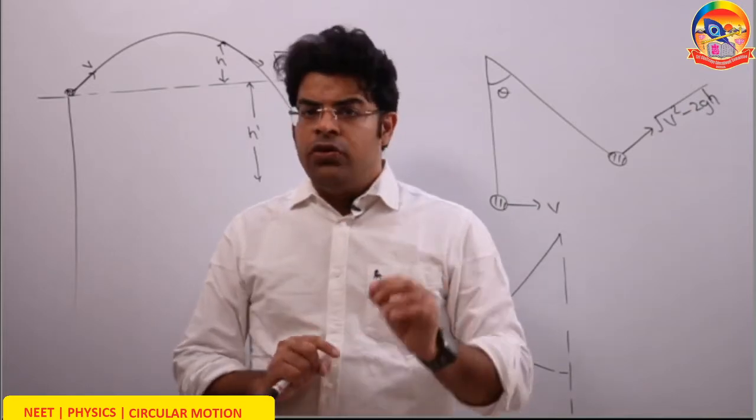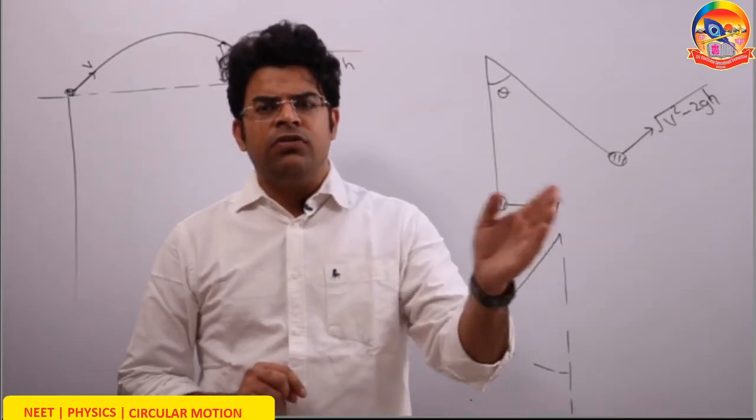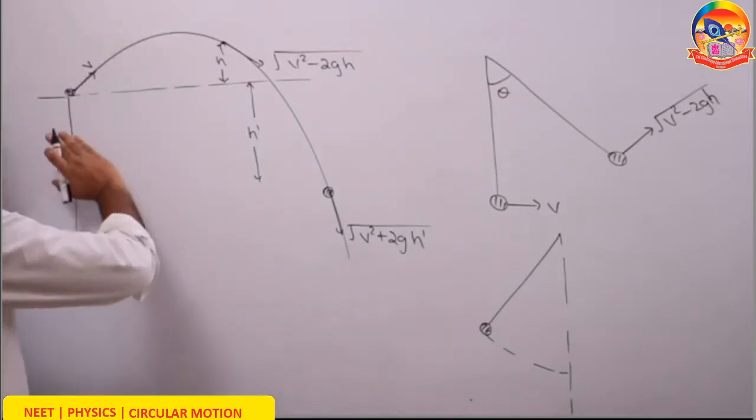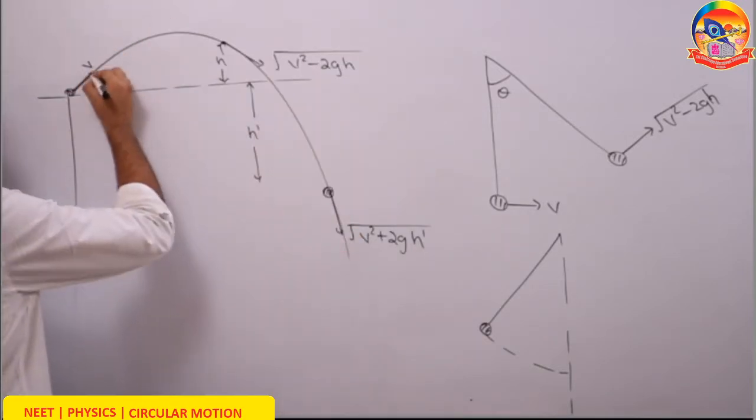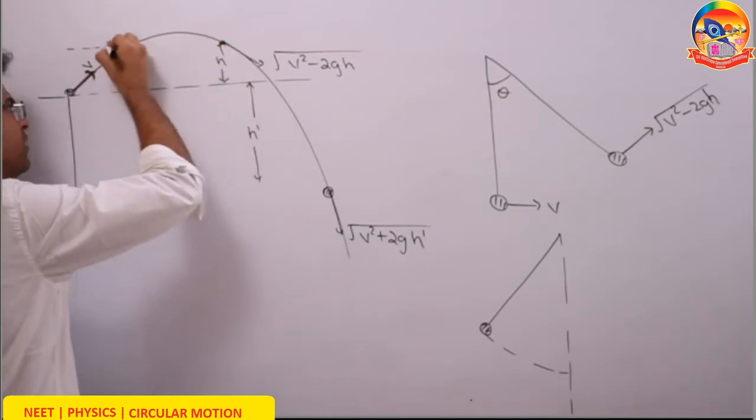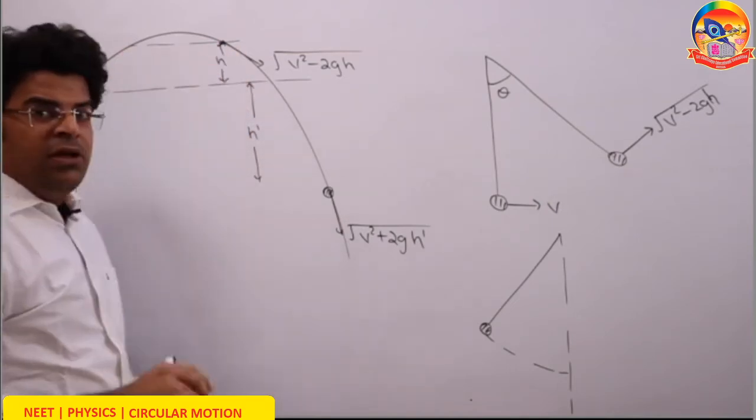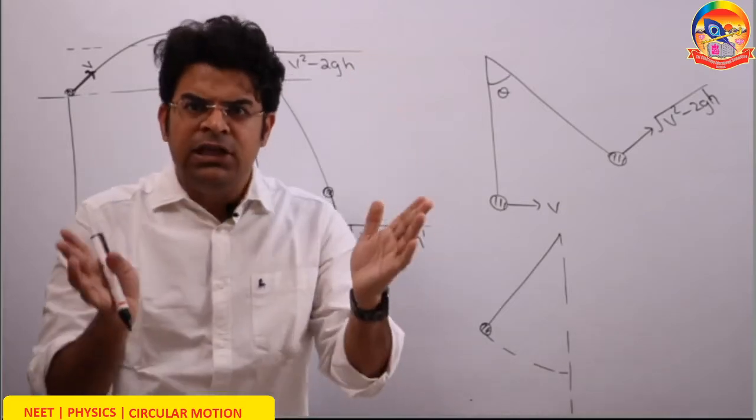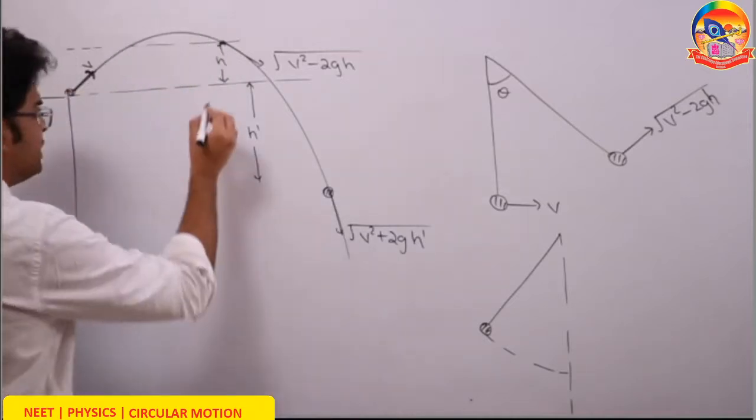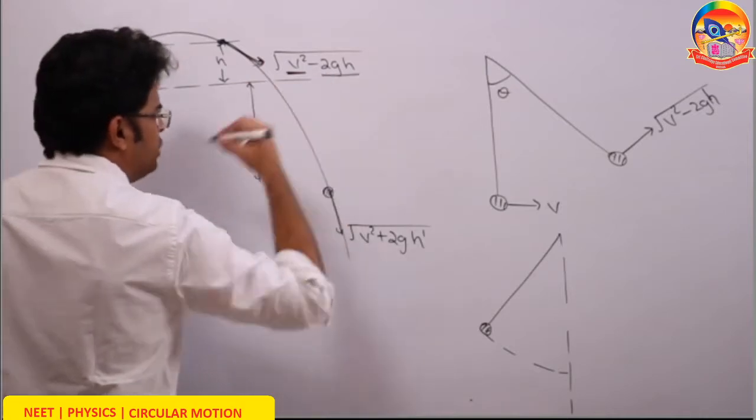gravity does the work. You remember the third equation of motion, that final velocity squared minus initial velocity squared equals 2 times acceleration into distance, right? I use the same thing here. Let's say you have a projectile and you shoot it with some speed v. When it is at some height h above the line of throw, obviously the potential energy is now higher, so the kinetic energy has to be lower. So the speed here has to be equal to the square root of initial speed squared minus 2gh.